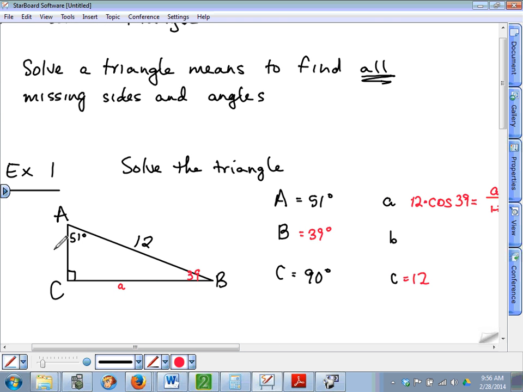Now we do a similar thing for side B. And we don't have to use 39 degrees. We could use the 51 degrees if you wanted. But depending on the angle you choose to use, that determines whether you're going to use sine, cosine, or tangent. Exactly. Now if we wanted to use the 51 degrees to solve for B, we could use cosine again, because side B is adjacent to angle 51. So side B could be found using cosine of 51 equals B over 12. That's a B, not a 6. That's B over 12.